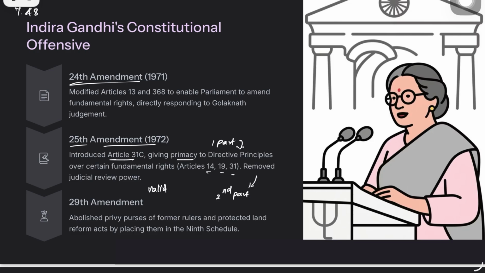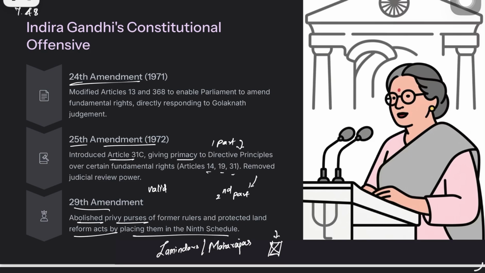They made another amendment to abolish privy purses of the former rulers. Privy purses is a concept where before, the Maharajas used to receive certain periodical payments for the land that they had given to the government. Now this privy purse concept was also abolished, and with the help of more amendments, she placed certain Land Reforms Acts into the 9th Schedule so that they would not be challenged in any courts of law. So now the situation is many Land Reforms Acts were placed under the 9th Schedule so that they would not come under the scrutiny of the judiciary.